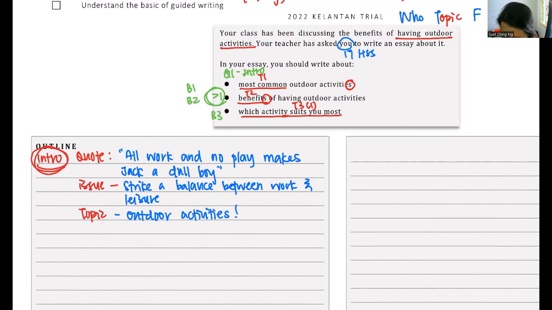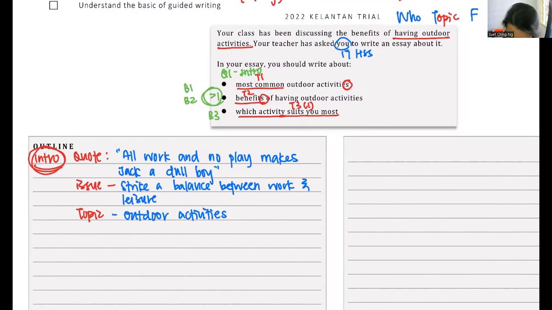Now, what are some common outdoor activities such as? Now, what are some outdoor activities that you partake in? What is the meaning of a quote? A quote is like a peribahasa, a saying, a proverb, an idiom. If you understand Mandarin, 俗语, 谚语. So what are some outdoor activities that people tend to do very often? Must be outdoor, you don't want to say play games at home, read storybooks. Exercise, very good. But exercise essentially is a very big category, correct or not?